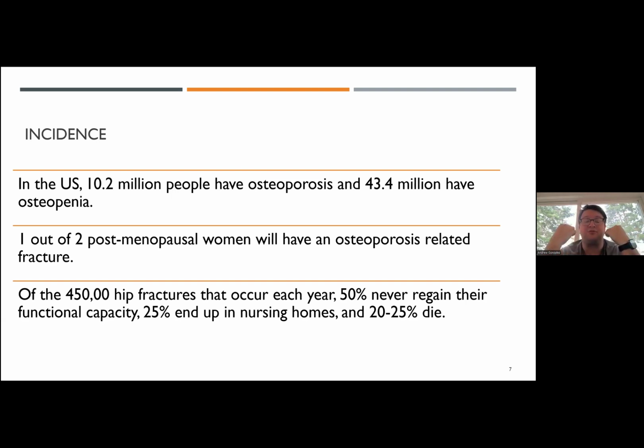And of the 450,000 hip fractures that occur every year in this country, 50% will never regain their functional capacity. 25% end up in nursing homes. And the most morbid statistic to me is another 20 to 25% of people die from complications associated with the hip fracture, not necessarily the fracture itself, but the prolonged hospital stay, the prolonged complications from the lack of mobility, ambulation, and other health concerns that come from the hip fracture.